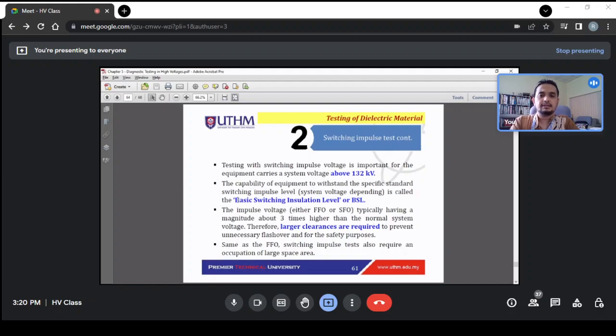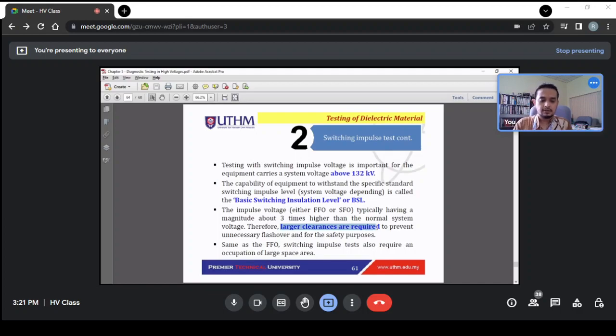So just now it was BIL, basic insulation level, and now we call it BSL. Okay, basic switching insulation level, BSL. And again, of course, in any testing, we need a large clearance. What do we mean by large clearance? Large clearance means that we have one sample in the middle, and the distance to other devices is huge, because we expect the magnitude from lightning or switching to be very high. That's why we need a clearance.